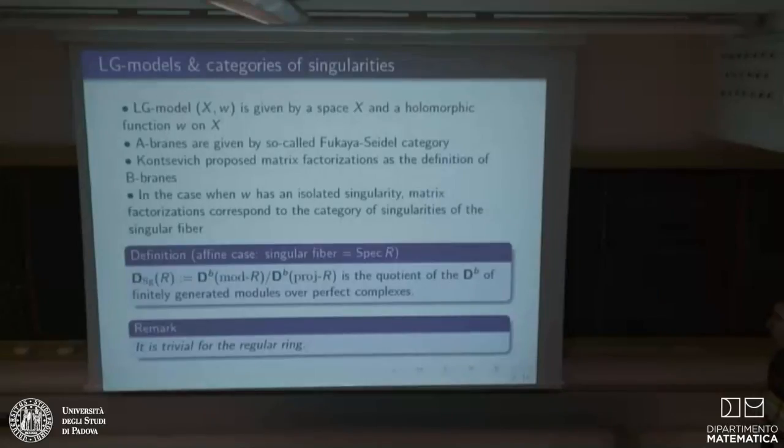And the category of singularities, in the affine case, is defined as the quotient of the bounded derived category of finitely generated modules over the subcategory of complexes quasi-isomorphic to bounded complexes of projective modules. They are called perfect complexes.